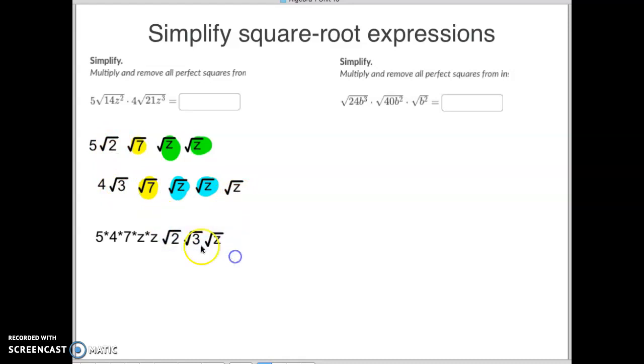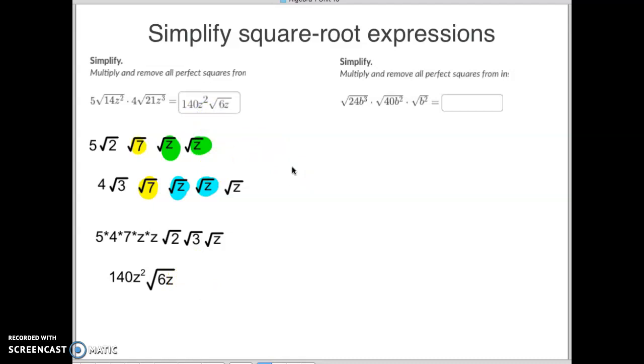Now I just got to multiply, okay? 5 times 4 is 20, 20 times 7 is 140, so that's where the 140 comes from. z times z is just simply z squared. 2 times 3 is 6, and remember that's inside the square root, so that's why that's there. And I have this 1 left over z, which goes there. So this is my answer that I would type into the answers.